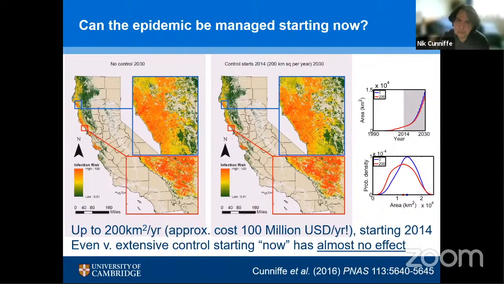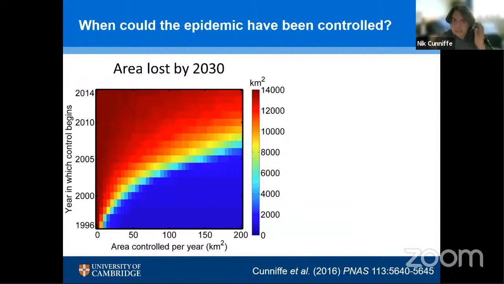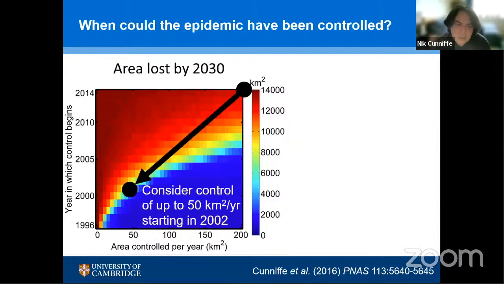But I'm lucky enough to have access to a big computer, so I could run my model lots and lots of times for different areas that you could control per year. That's a measure of your budget, really, and times at which control was initiated. Where we were in the last slide was here. So we had an absolutely massive budget and started in 2014. As a semi-arbitrary choice, let's think about what happened were we to start control in 2002 with a smaller budget, a quarter of the budget, still a very large budget, $25 million, I think it was, but a smaller budget nevertheless.